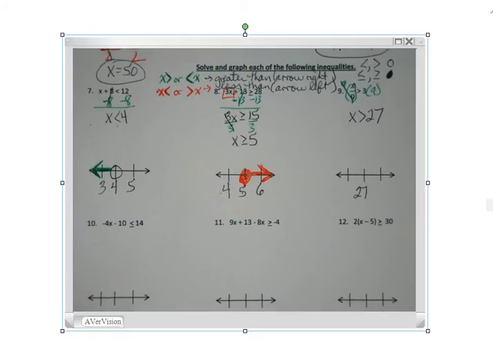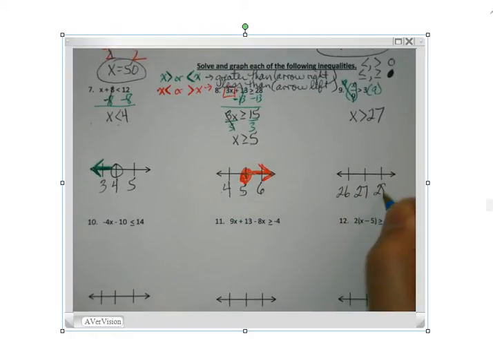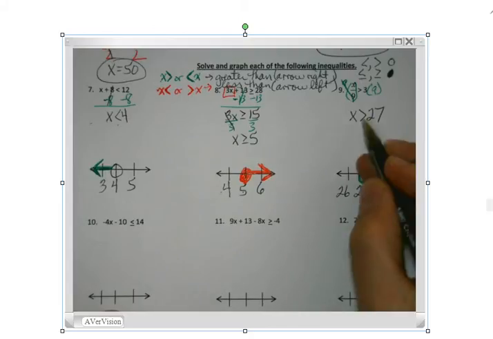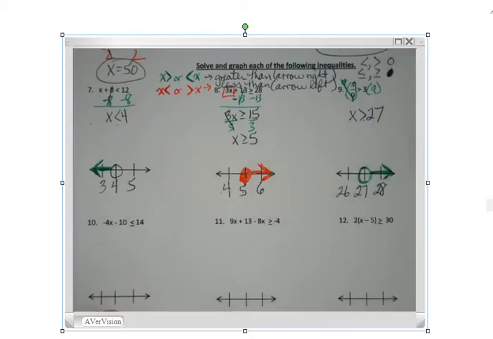$27 will go in the middle. $6, $27, $28. What are the answers to my 2 questions that I ask every single time I move? Open circle, arrow's eating the x, which is greater. Off to the right we go.